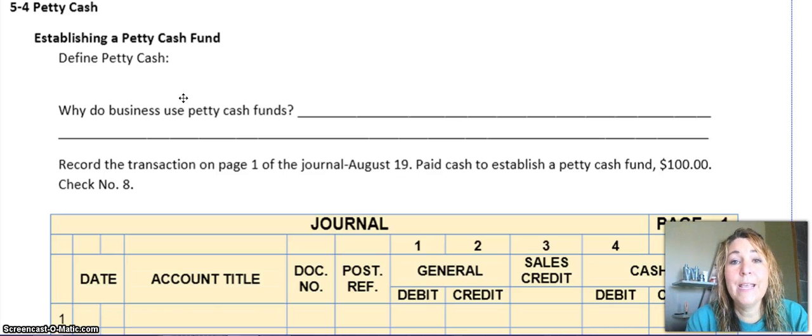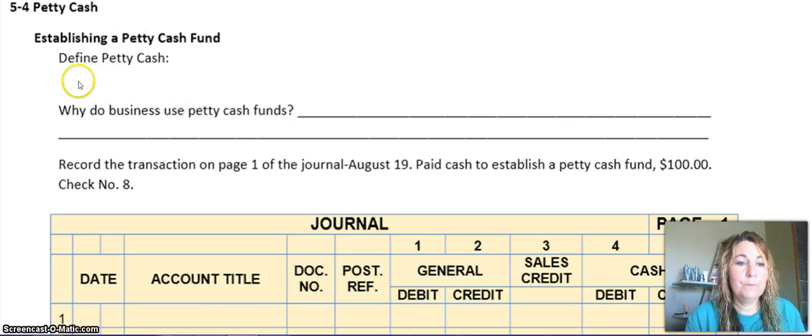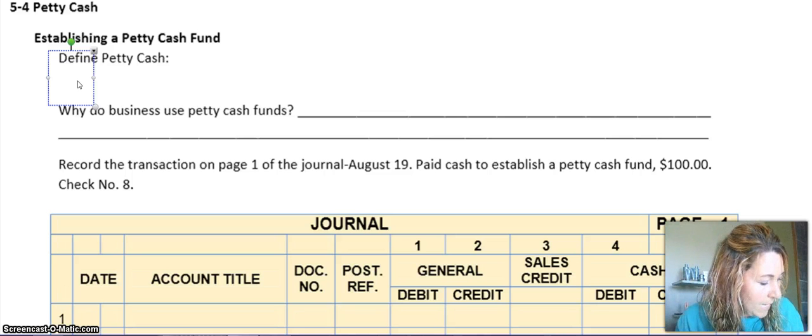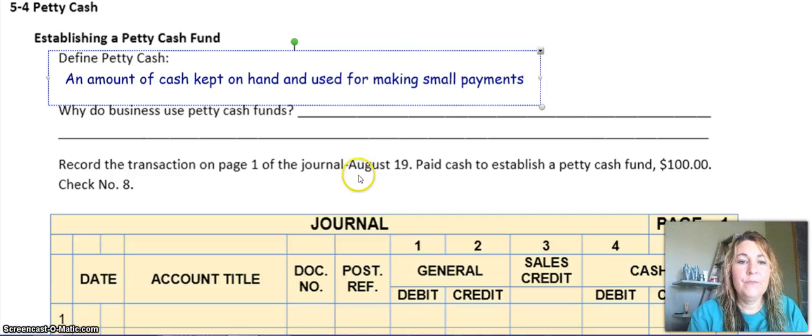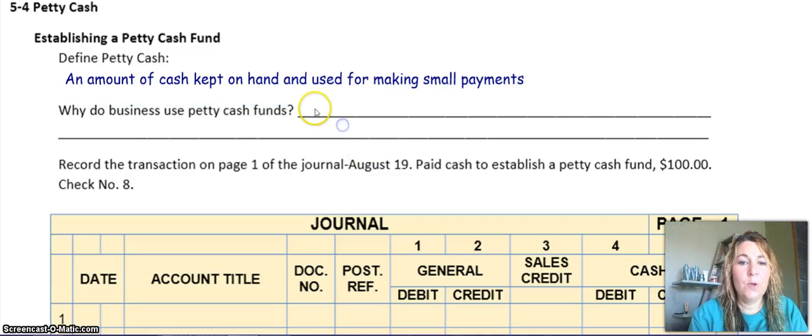So what we're going to do today is we're going to learn how to establish the petty cash box and then how to replenish it. So first of all, what is petty cash? According to your book on page 134, petty cash is an amount of cash kept on hand and used for making small payments. Okay, so the amount of cash kept on hand and used for making small payments.